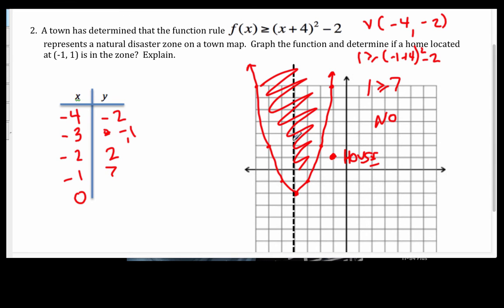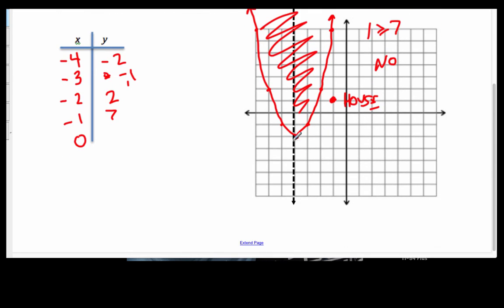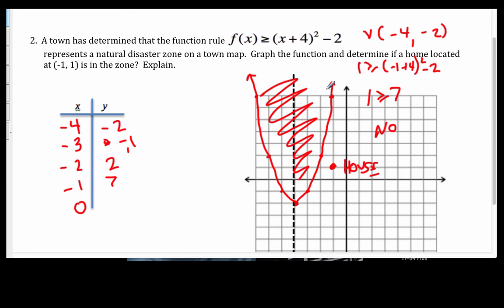Okay, so now it asks for an explanation. Well, here's my explanation. The house is in the safe zone. It's not in the bad area. So what's the exact zone? The disaster zone is defined by this curve and all the stuff in here. Notice how the house is on the outside of the disaster zone, so therefore it's safe. All right, there's example 2. All done.